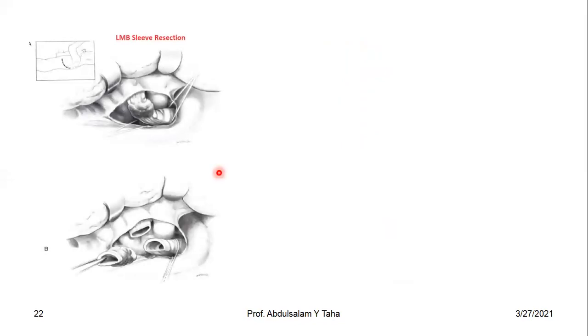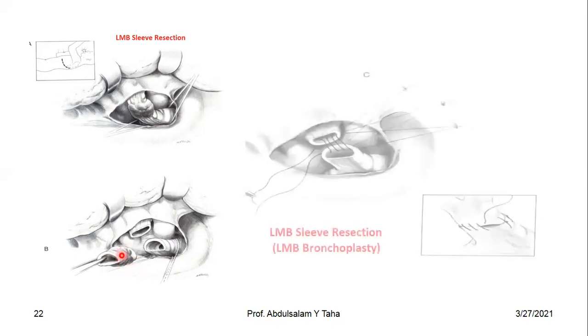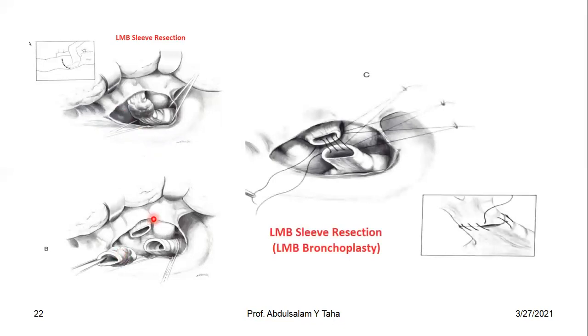Sometimes we have a tumor of the left main stem bronchus, and it can be dealt with by also a sleeve lobectomy. Here a sleeve of the left main stem bronchus has been removed along with the tumor, and the two ends of the main stem bronchus are re-anastomosed, okay? And in this way, we avoid doing left pneumonectomy.